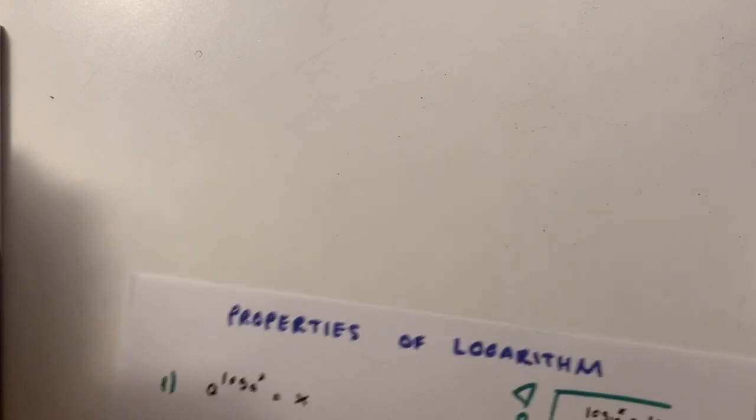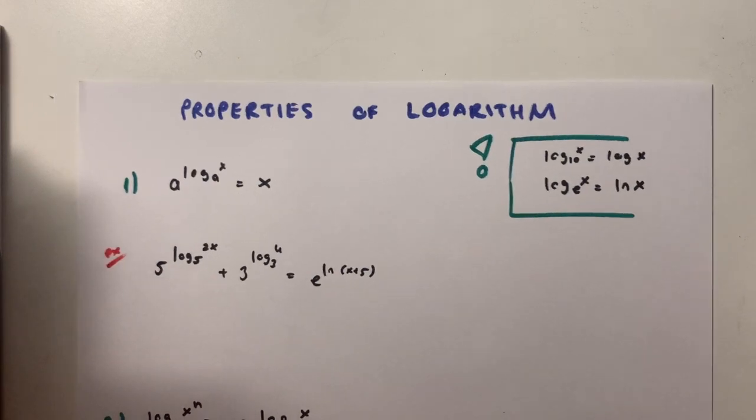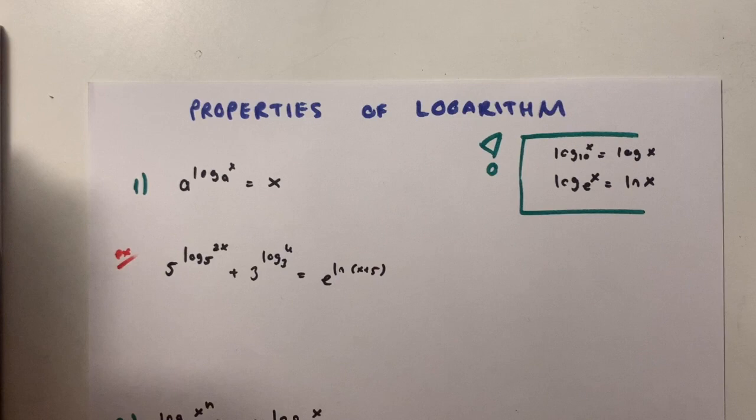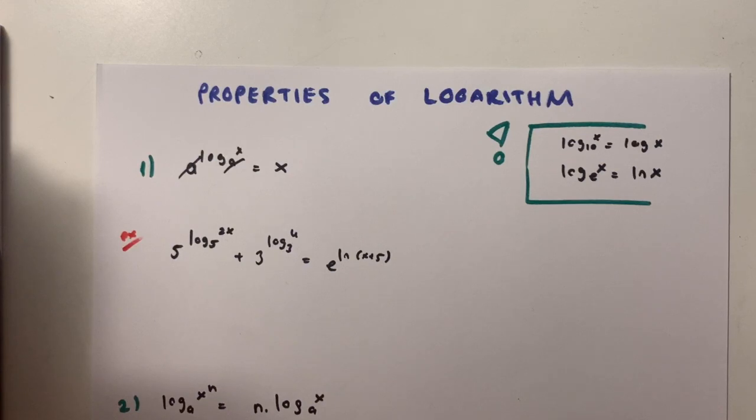So in this video, let's continue with the properties of logarithm. In this part, we will learn more about logarithm and we will learn the important rules. The first rule says that a to the power of logarithm base a of x is actually x, because these a's cancel each other and it's just x.